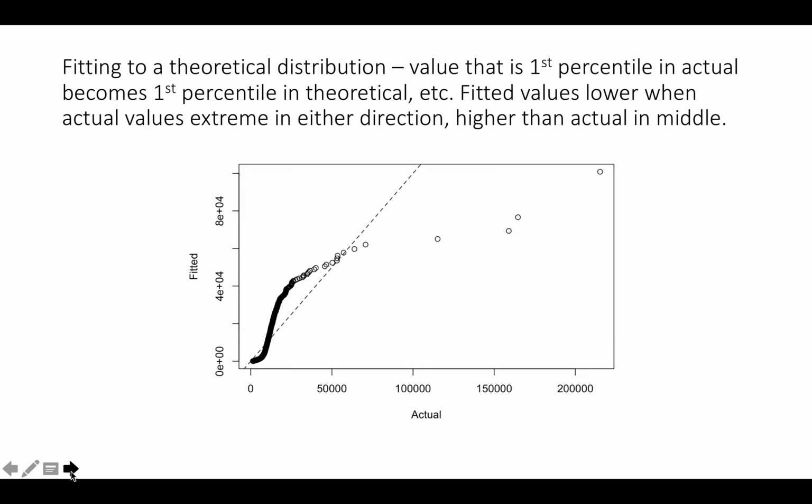But you can also do a fitting where you take the value that is the first percentile in your actual data, and then you say if there's an exponential distribution with that lambda, what's the first percentile value in that theoretical distribution? And then this is comparing the actual values to the fitted values. You'll see that the fitted values are lower than the actual values when the actual values are either very low or very high, and the fitted values are higher than the actual values when the actual values are more towards the middle. And this is kind of what you want. You want to make it so it's not so skewed. That's kind of the point.